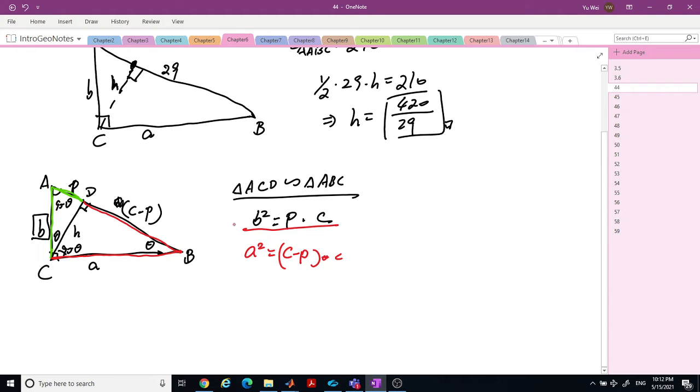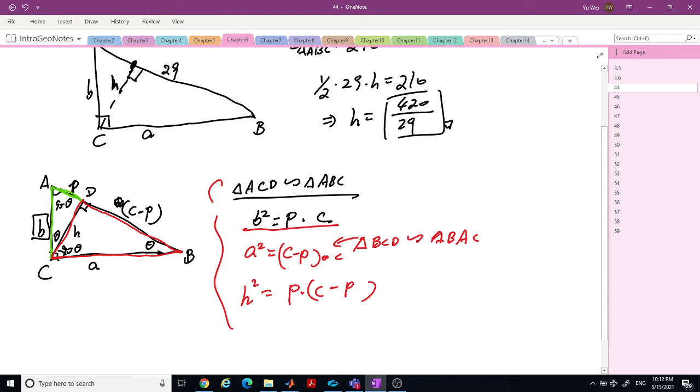And the third one you can get is H squared, that's this one, is equal to P times C minus P. Okay, all these are from the similar triangles. So this one from the similar triangle, BCD is similar to triangle BAC, and this one from triangle ACD, similar to triangle BCD.